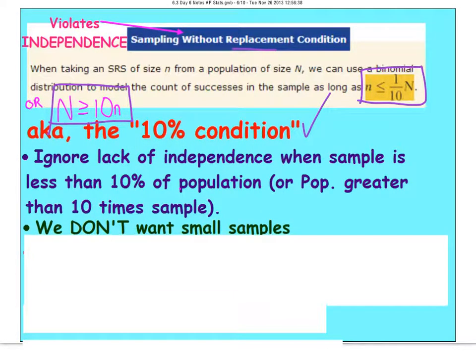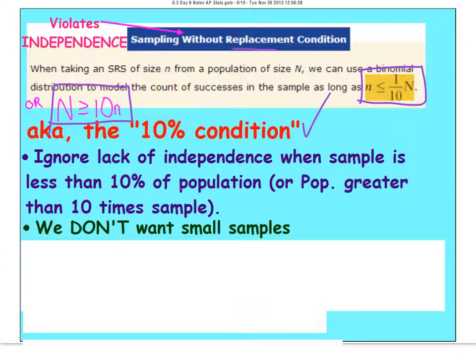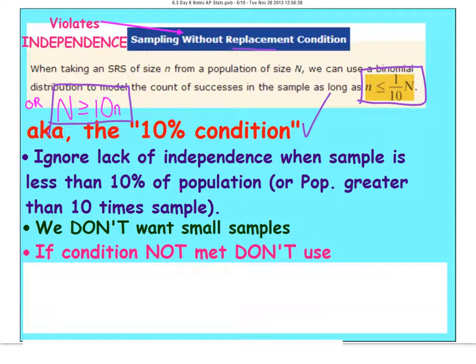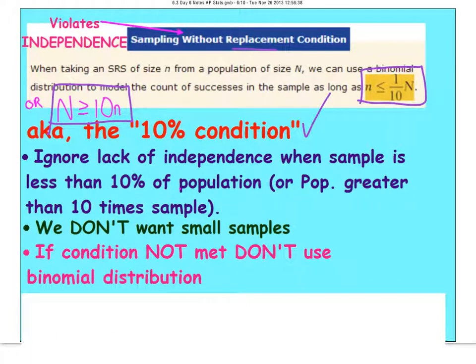Thing to keep in mind, we don't want small samples. You have to be really thoughtful in this: if the condition is not met, you cannot use the binomial distribution. So if there's no replacement going on and this condition isn't met, you have to scrap it and do something else.